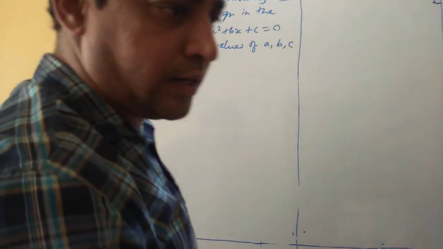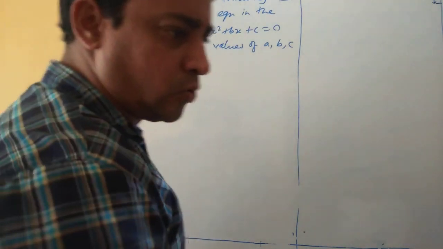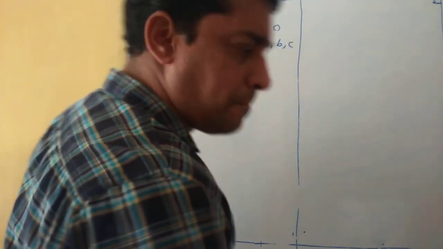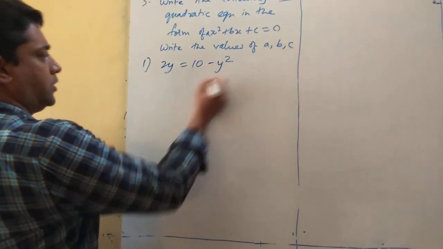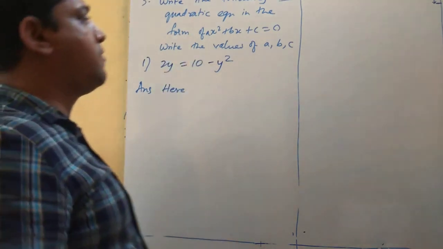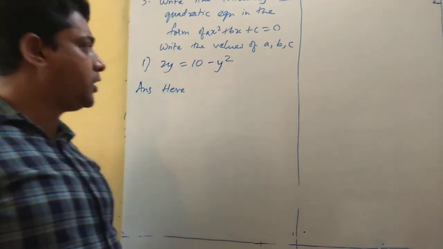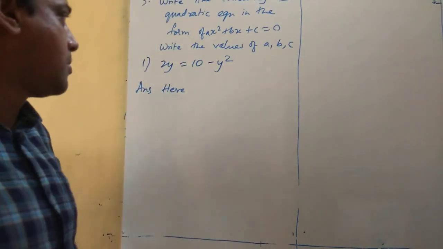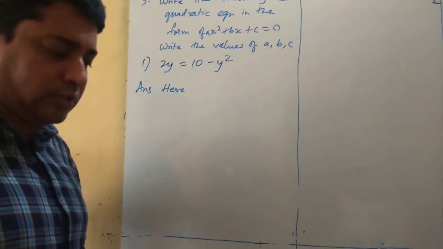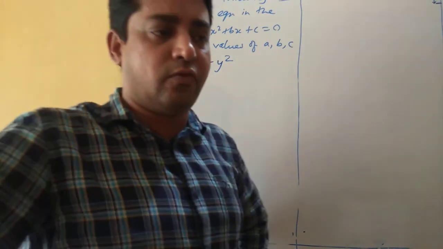Okay, let us write the first question. First sum, 2y is equal to 10 minus y square. Okay, that's your question. Now we have to write a value of a, b, c. Before proceeding, just look at the question. Just look at the sum, quadratic equation. It is not in the standard form. So first step here always will be to write the equation in the standard form.